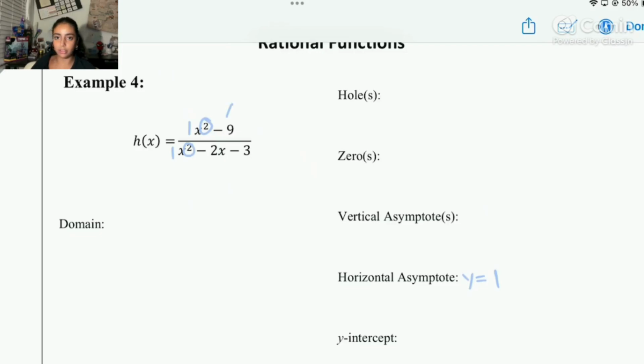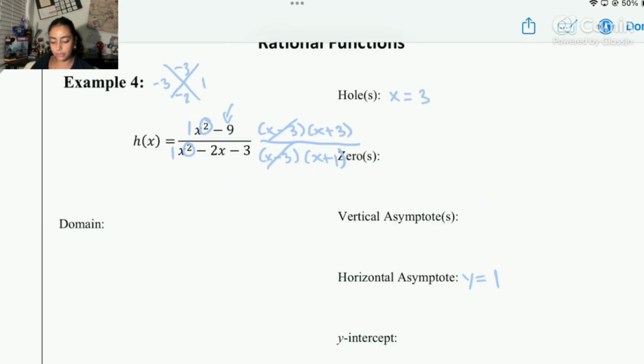So here on the top, it's a difference of squares, so it's going to be x minus 3 times x plus 3. And then on the bottom, we're just thinking what two numbers multiply to negative 3 and add to negative 2, which is just negative 3 and 1. So it's going to be x minus 3 times x plus 1. And here you can see that there is an x minus 3 on both the top and the bottom, so we can cancel those out, and that is our hole at x equals 3.